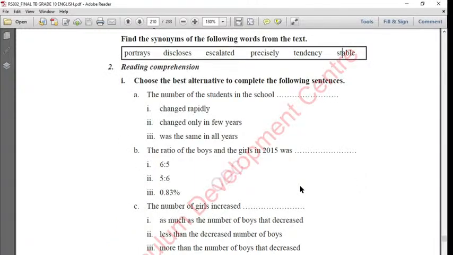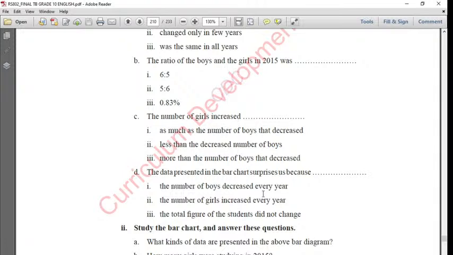Boys and girls. The number of girls increased as much as the number of boys decreased. Data presented in the bar chart surprises us because the number of boys decreases every year, and the number of girls increases every year. The total figure of the students did not change. Okay, this is the third one.